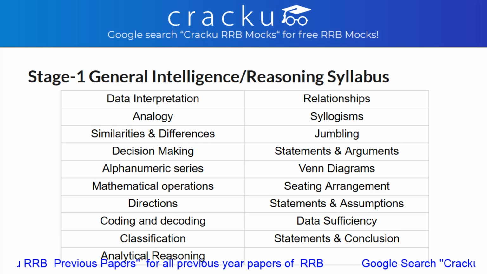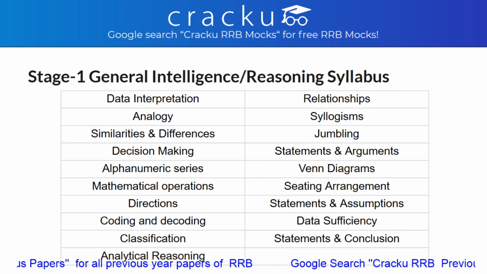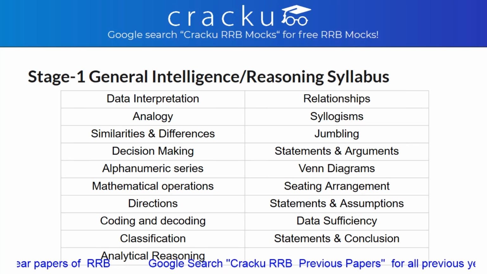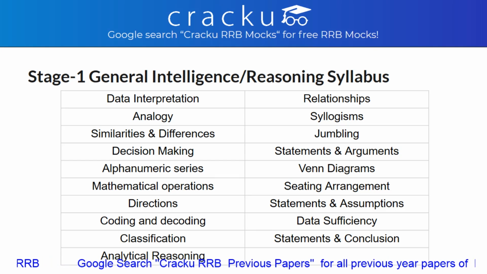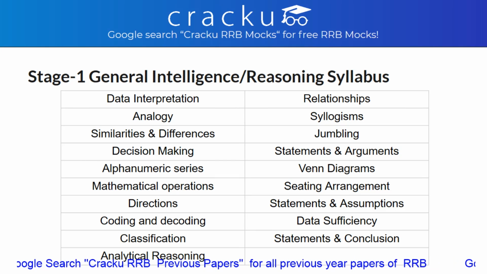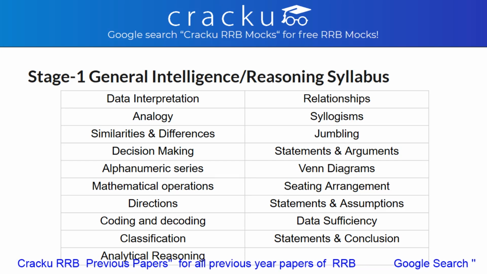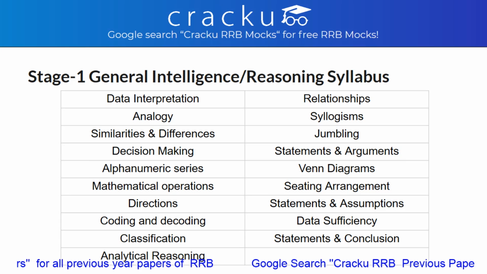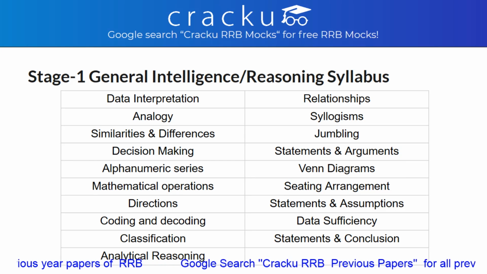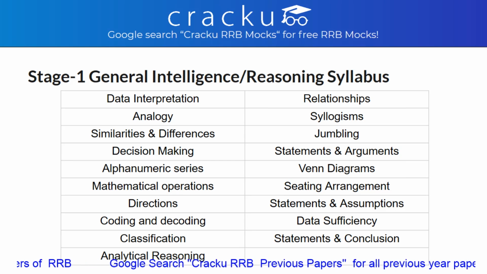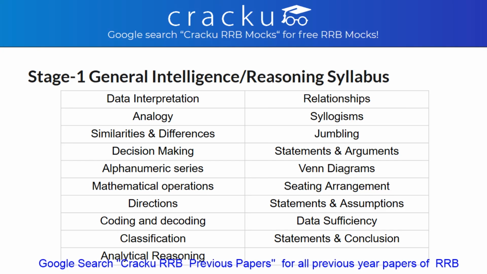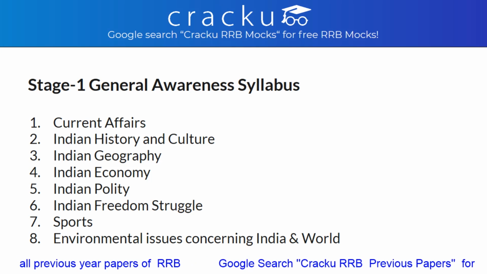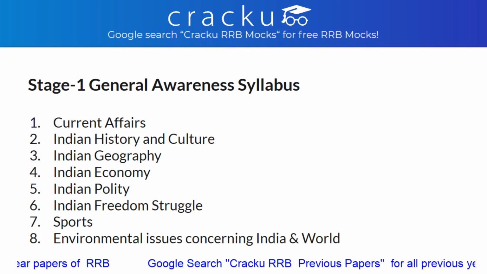Now let's have a look at the syllabus of General Intelligence and Reasoning in Stage 1 CBT. The areas that are tested are data interpretation, analogy, similarities and differences, decision making, alphanumeric series, mathematical operations, directions, coding and decoding, classification, analytical reasoning, relationships, syllogisms, jumbling, statements and arguments, Venn diagrams, seating arrangements, statements and assumptions, data sufficiency and statements and conclusion.